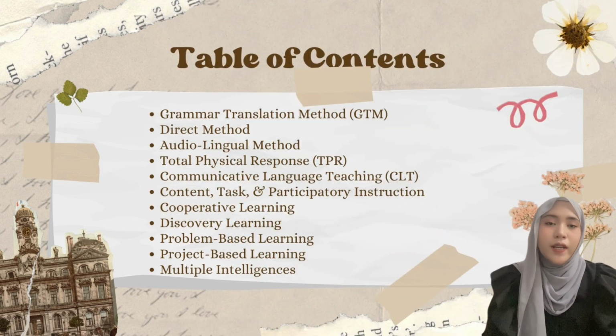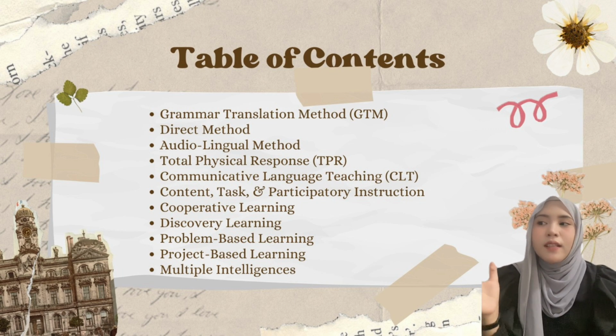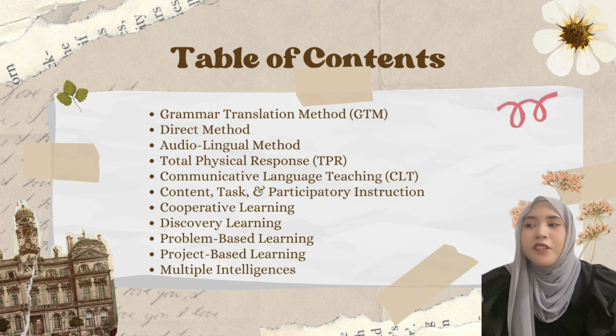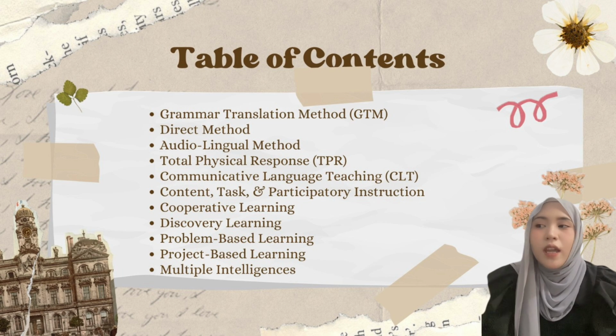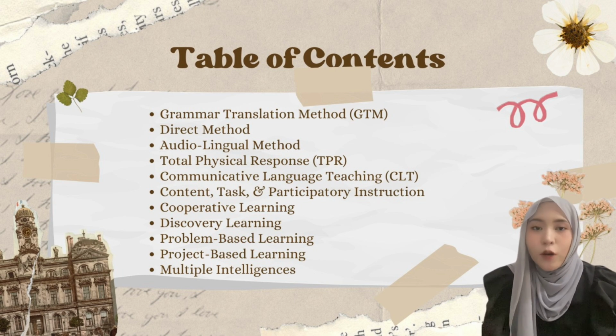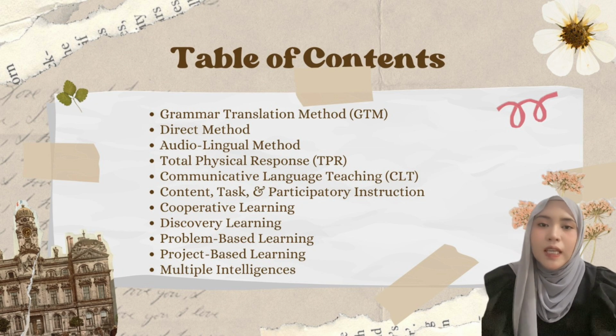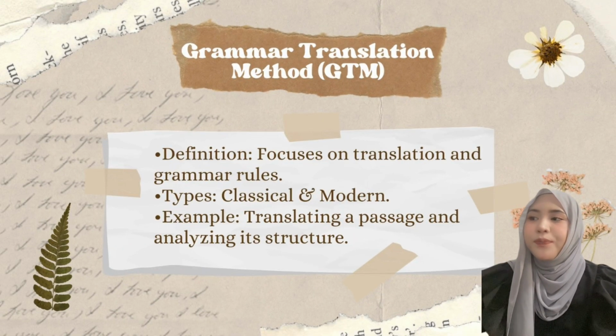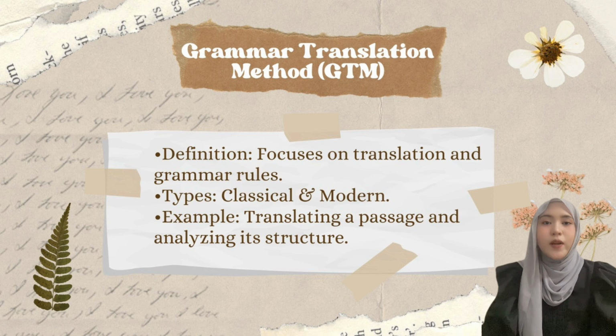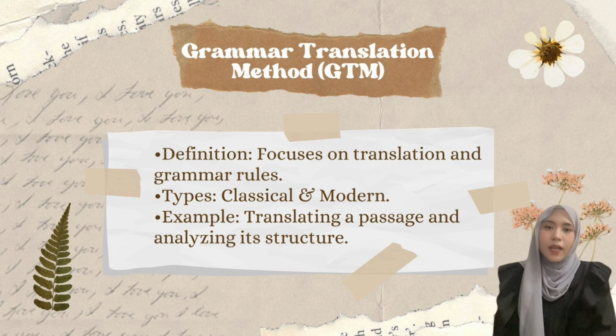Table of content. There are 11 items in the table of content here. The first one is grammar translation method or GTM, direct method, audiolingual method, total physical response or TPR, communicative language teaching or CLT, content task, participatory instruction, cooperative learning, discovery learning, problem-based learning, project-based learning, and multiple intelligence. Next slide. So the first one is grammar translation method or GTM.